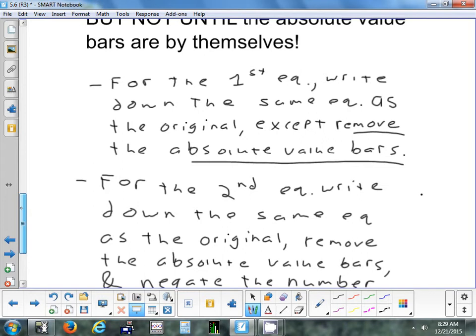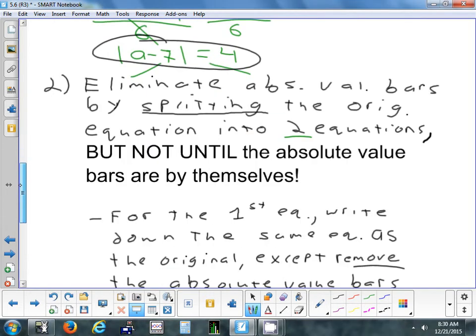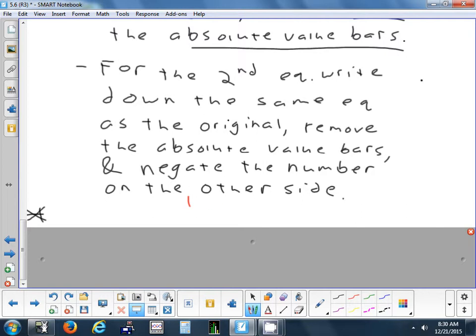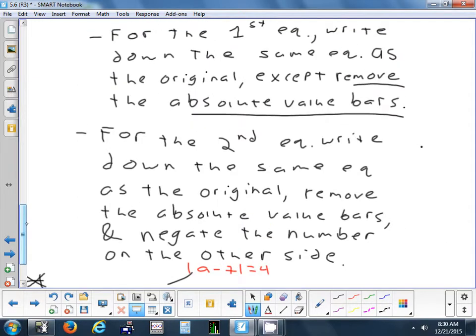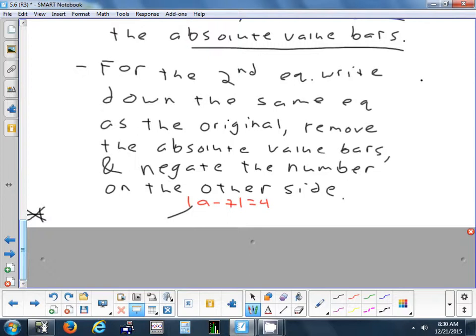All right, so let's look at this problem. The absolute value of a minus 7 equals 4. Let me show you how you'd split that up. For the first equation, write down the same as the original problem, just erase the bars. So literally write this down again, just erase the bars. a minus 7 equals 4. And then you're going to go ahead and solve that. That's one answer.